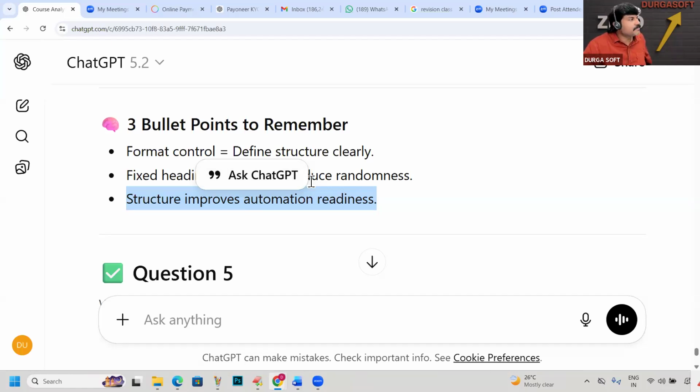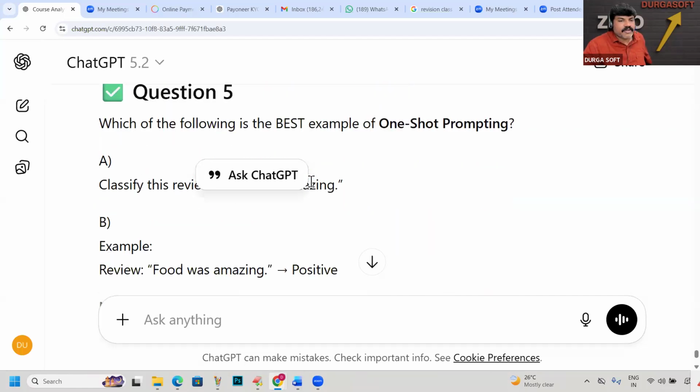Can I go for the next one? Yes, sir. Perfect. Which of the following is the best example of one-shot prompting? Sir, zero shot means how many examples you will provide?